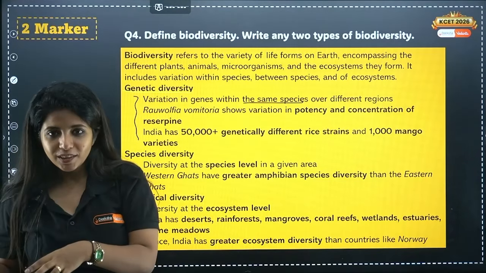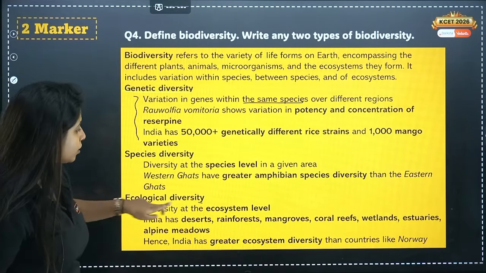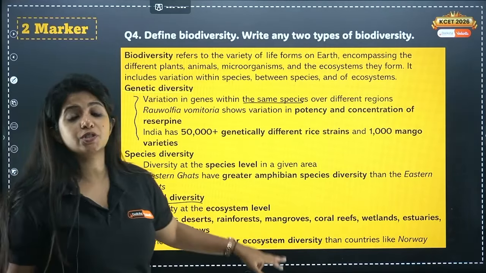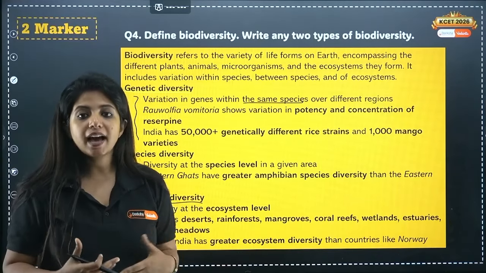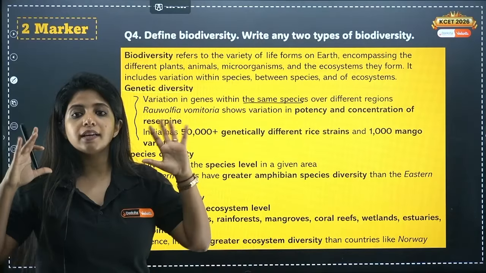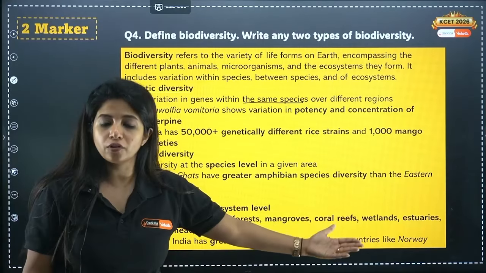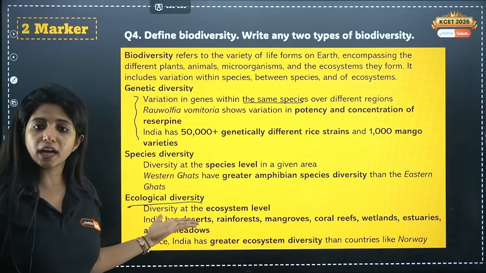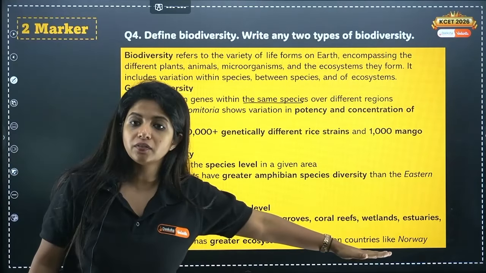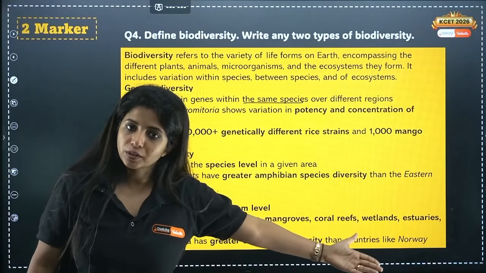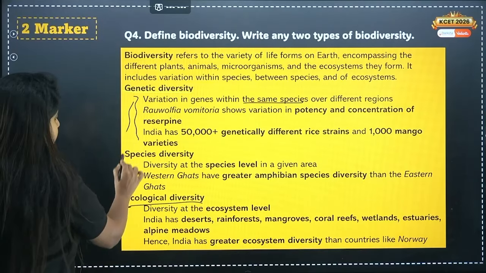Eastern Ghats. You get it? So this is an example. Now ecological diversity, diversity at the ecosystem level. I say India has mangroves, desert, forest, this and that, a lot of things in comparison to a Scandinavian country like Norway. So we are ecologically more diverse than a Scandinavian country like Norway. You get it? So these are the three diversity types.